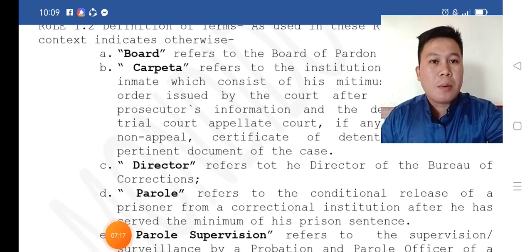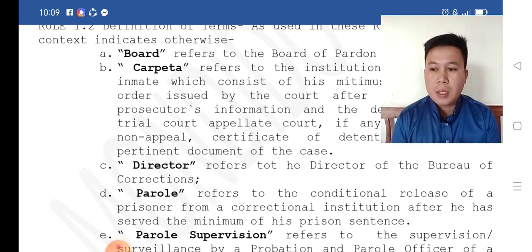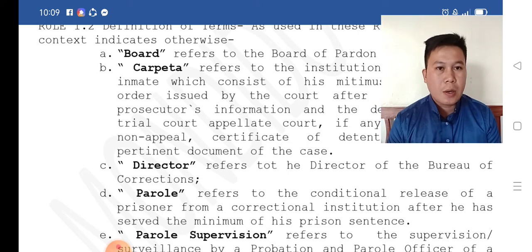So, letter C, we have director. It refers to the director of the Bureau of Corrections. The term director, if I'm not mistaken, is still director pa rin ang tawag. Director of the Bureau of Corrections. Yan ang tawag sa kanya.